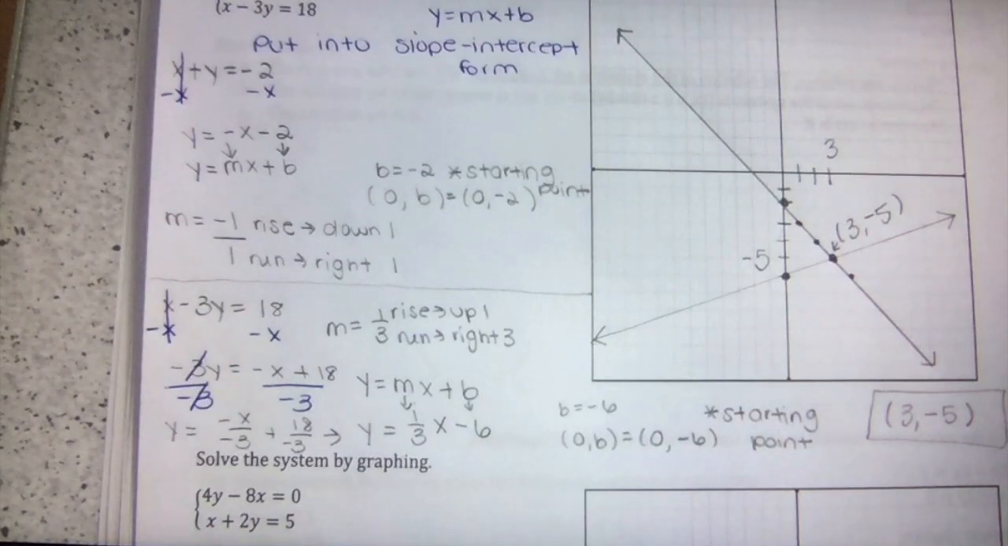It's super important. Our solution is a point. So we need to write it as a point. We need to write it as our ordered pair.